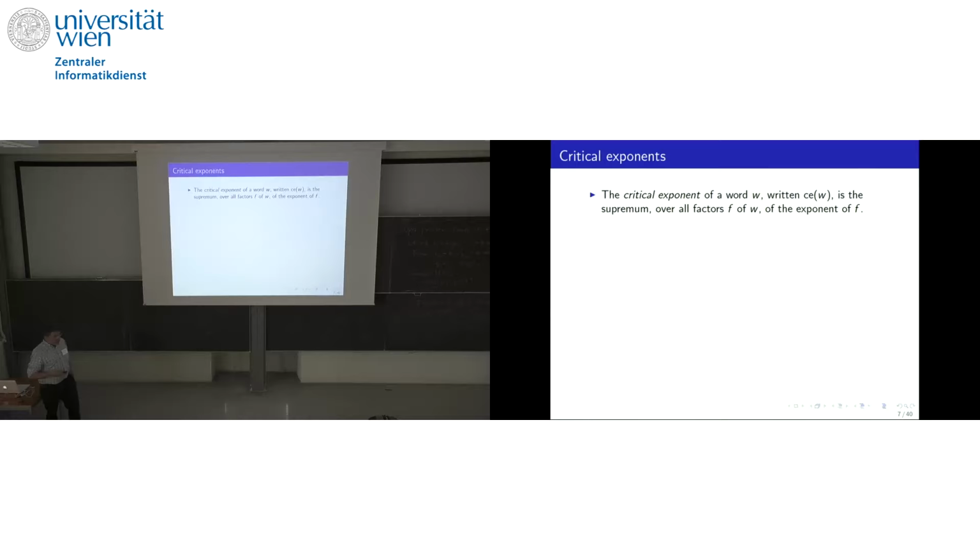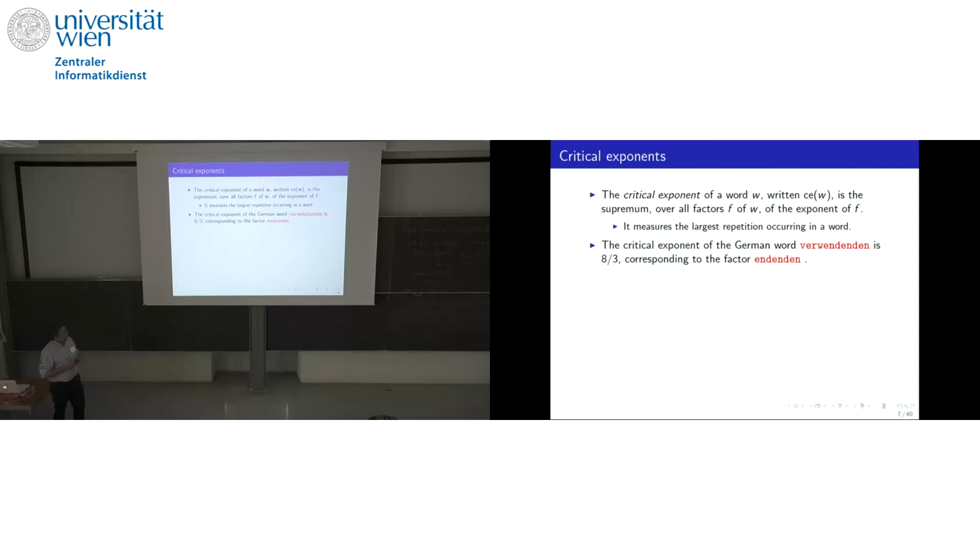Okay, now what's the critical exponent? Well, the critical exponent is supposed to be the thing that measures the maximum kind of repetition in a word. So it's the supremum over all finite factors f of the exponent of the factor f. So it measures the very largest repetition occurring in a word. So if you take the German word verwendenden, then it has a suffix, which is endenden, and that suffix has exponent 8/3.